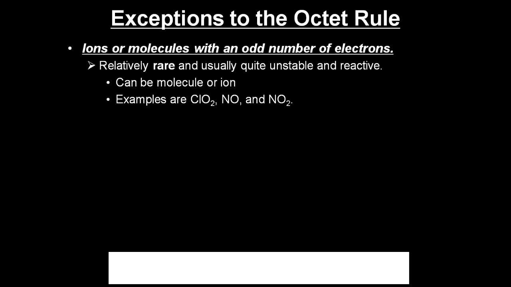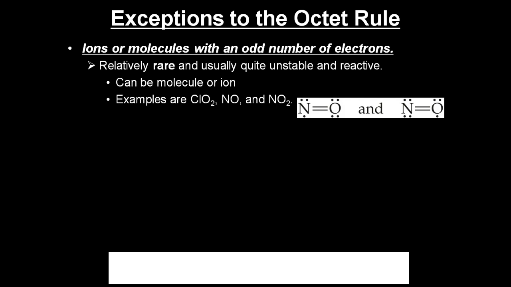Some examples of this are chlorine dioxide, nitrogen monoxide, and nitrogen dioxide. So these are three examples. If you calculate the total number of valence electrons for each of these species, you'll find that you come up with an odd number of valence electrons. This is what the particular Lewis structures would look like. What you end up doing is sticking one lone electron, not a pair, on one of the two atoms.